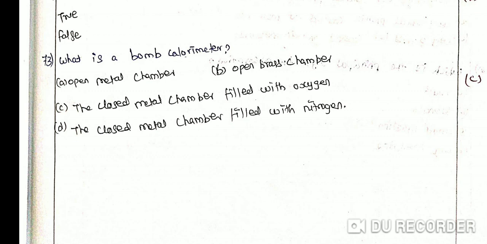Bomb calorimeter is the closed metal chamber which is filled with oxygen. The amount of heat liberated from the complete combustion of 1 gram food in a bomb calorimeter is its gross calorific value.